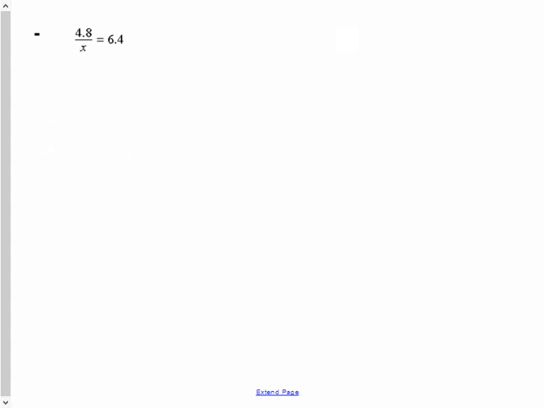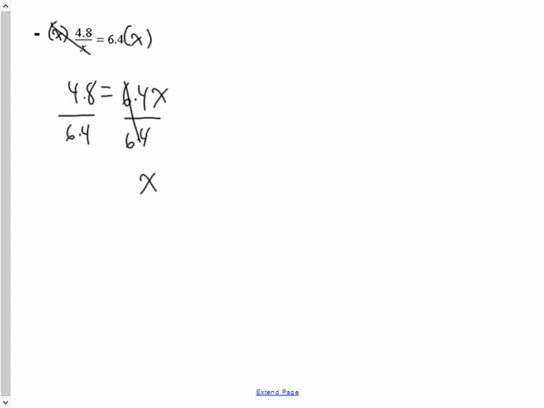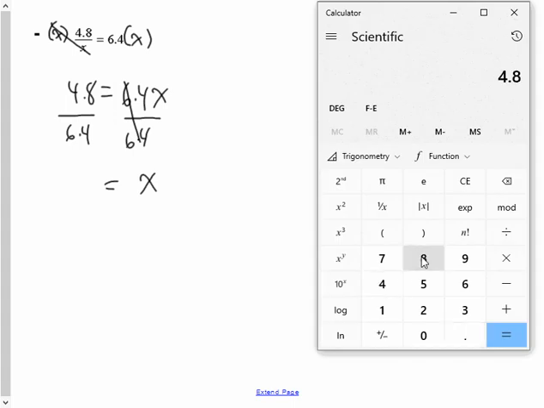Same as the last one, 4.8 divided by x. I'm going to multiply both sides by x because it's actually a two-step equation. I'm left with 4.8 on this side equals 6.4 times x, or 6.4 as a coefficient of x. Divide both sides by 6.4, and x will equal the quotient of 4.8 and 6.4, which is 0.75.